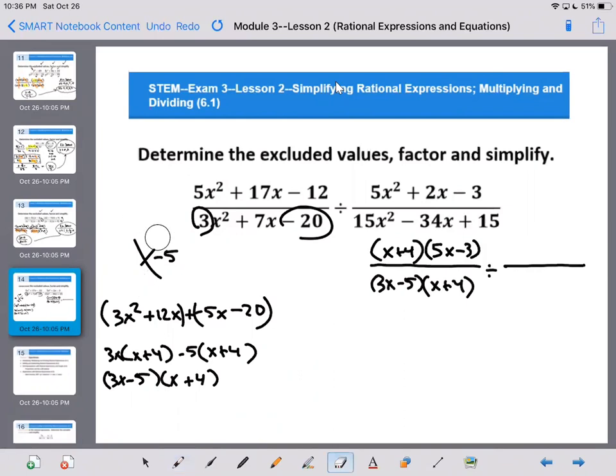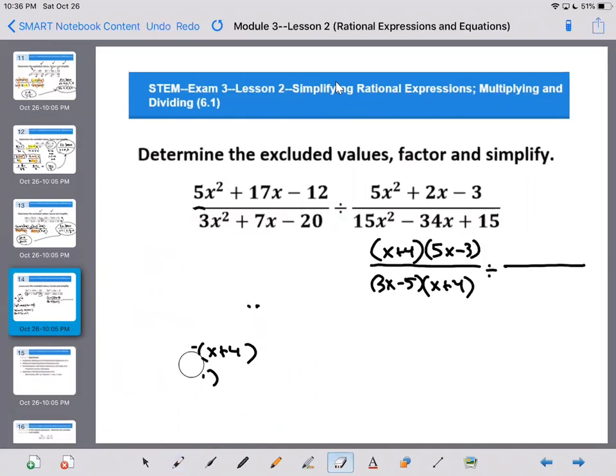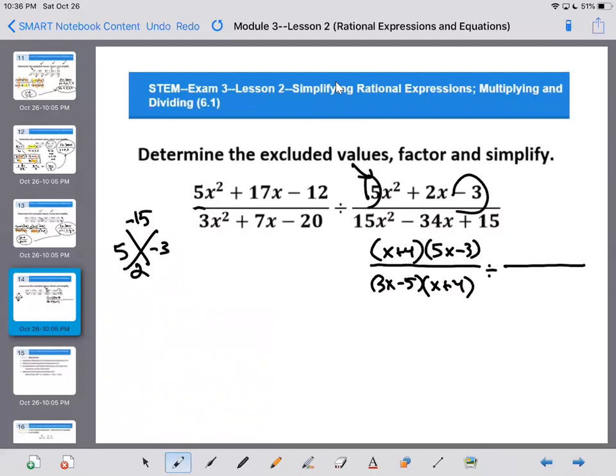Okay, and then now we're going to go to the divisor. And we're going to look here. And so we can't factor a 5 out, so we'll say 5 times negative 3, so that'll be negative 15, and it's got to add to give me 2. So that'll be 5 and negative 3. So we'll have 5x squared plus 5x plus negative 3x minus 3.